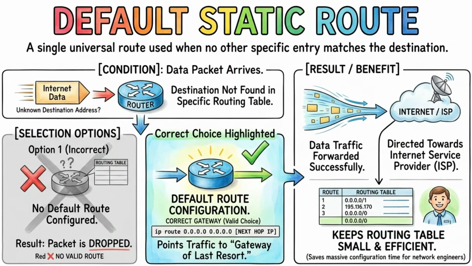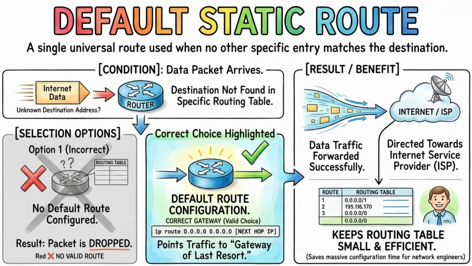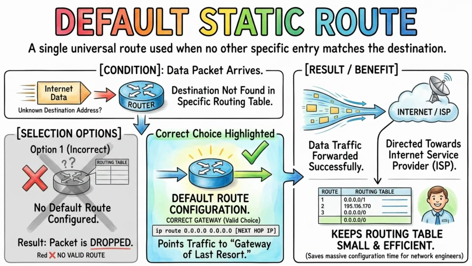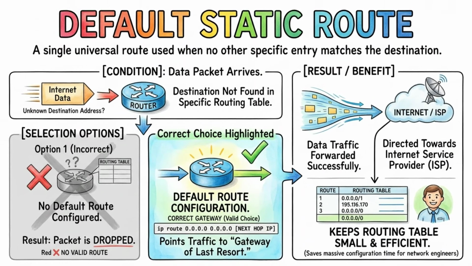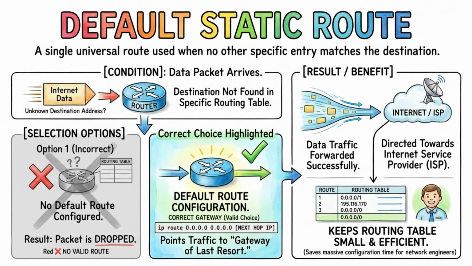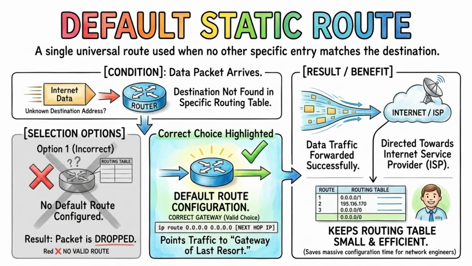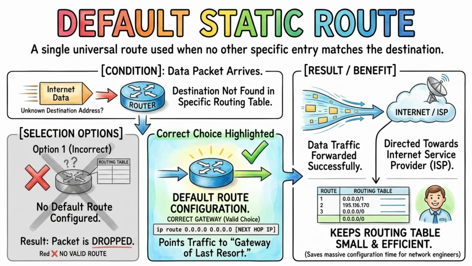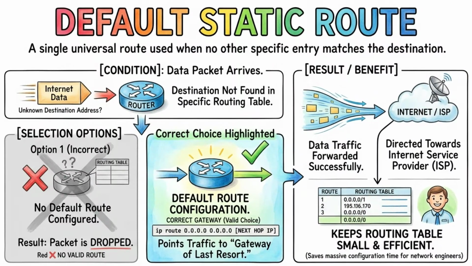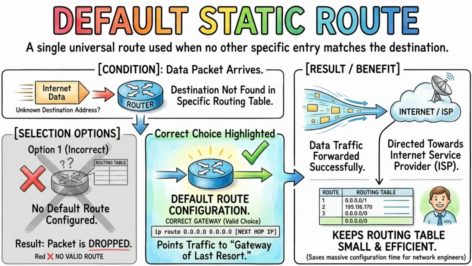A highly useful variation of a static route that you must know for the certification is called a default route. A default route acts as a universal backup plan, telling the router where to send data when the destination does not match any other specific entry in the routing table. We often call this the gateway of last resort, and it is almost always pointed directly toward the internet service provider. Instead of a router trying to memorize every single website address in the world, it simply sends all unknown internet traffic out the default route. Setting up a default route is a massive time saver and keeps the routing table beautifully small and efficient.